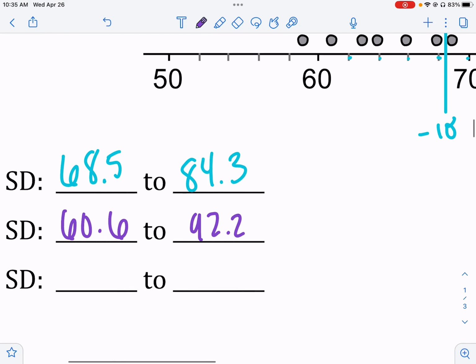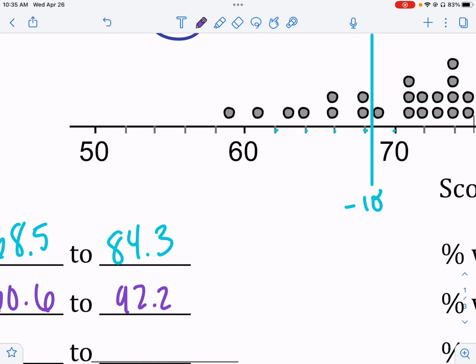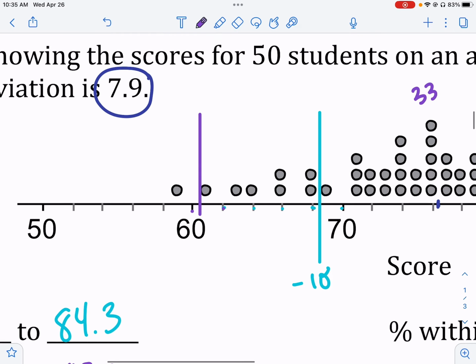And then my other bin was 60.6. So if this is 60, this is 62, that guy would be a 61. Let's go right on the other side of him. So this is going to give me 1, 2, 3, 4, 5, 6, 7.